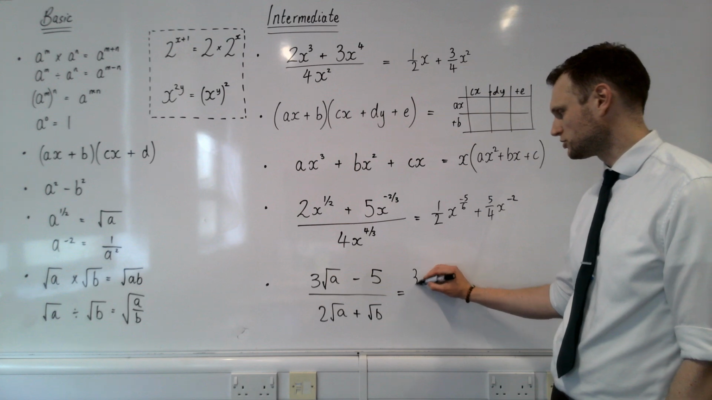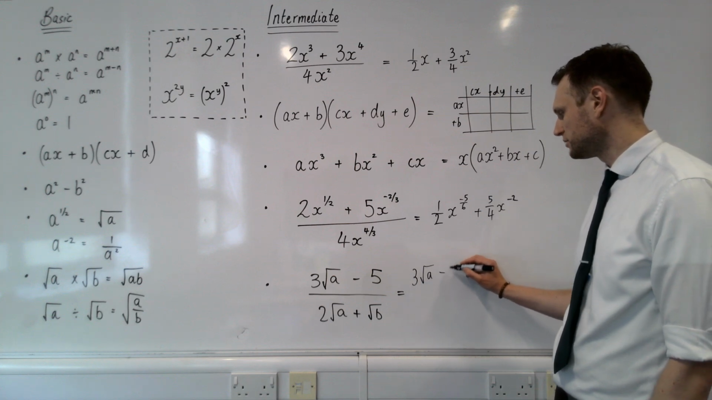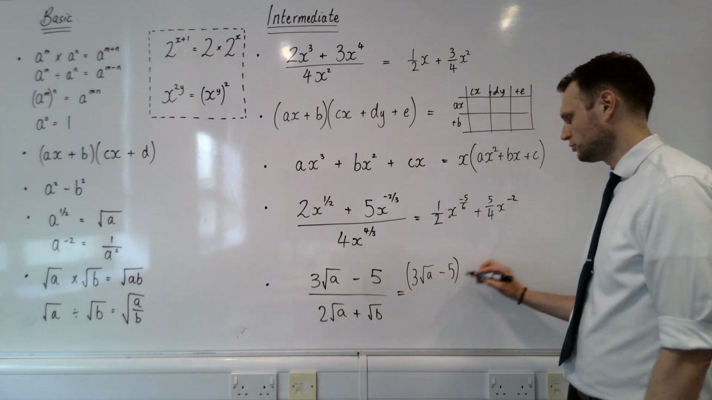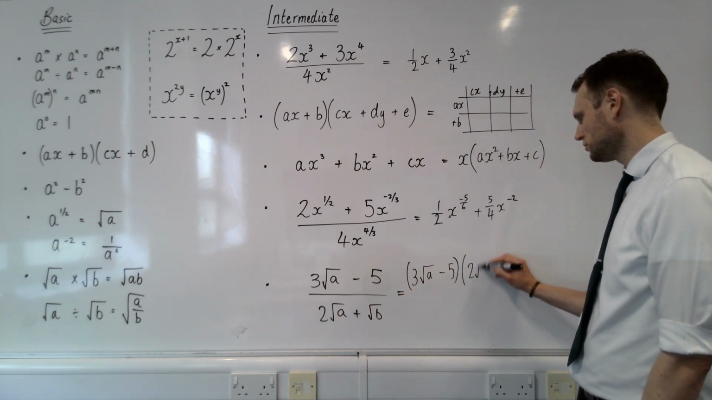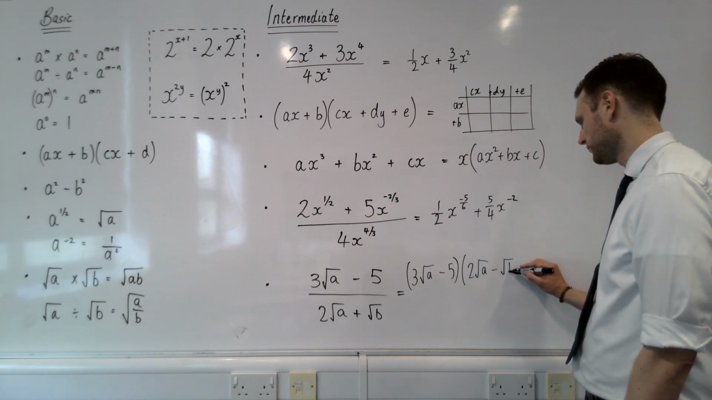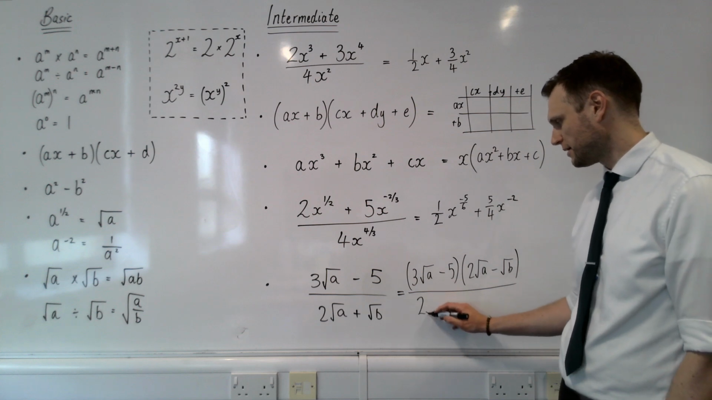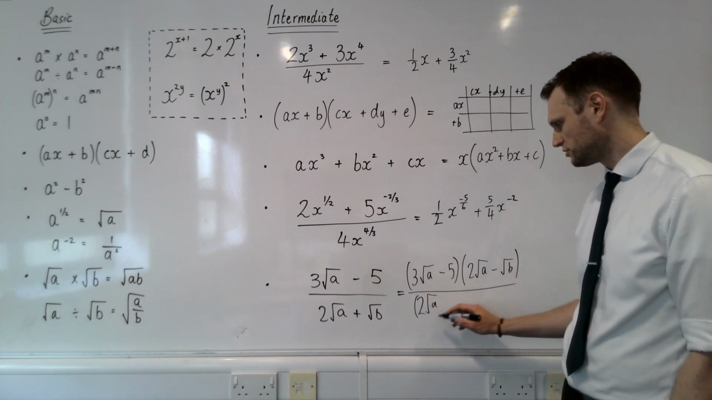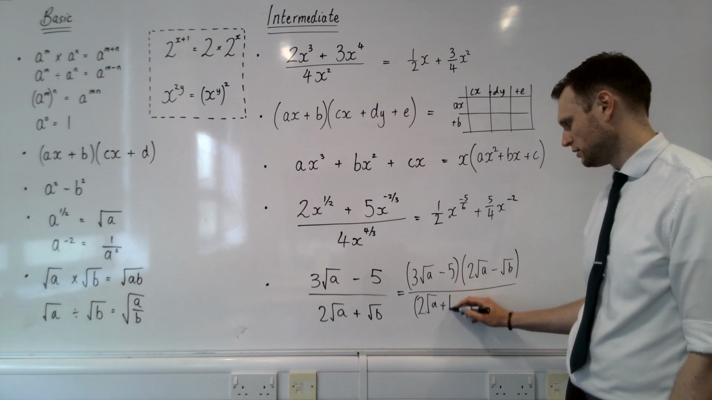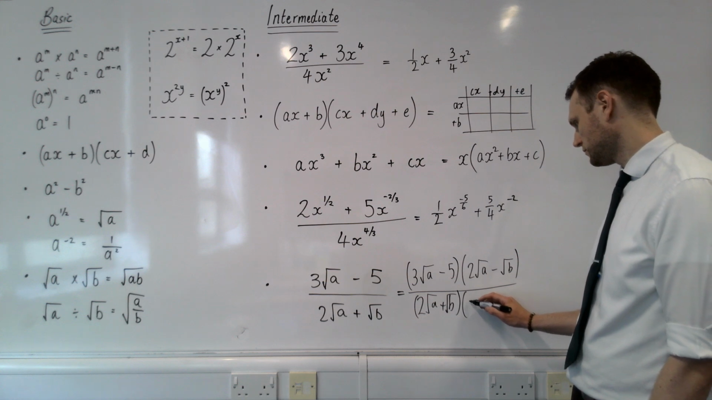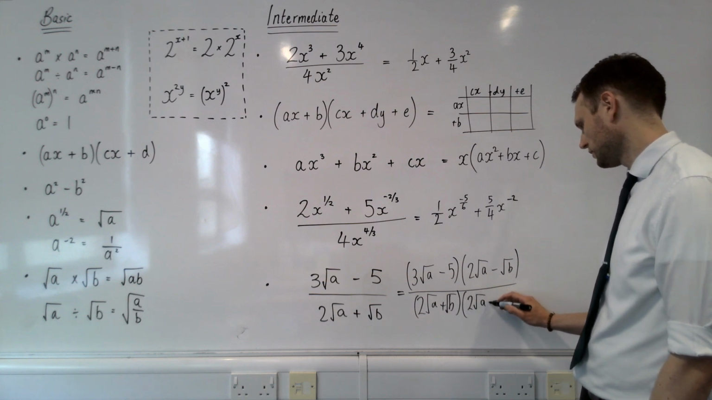So top and bottom get multiplied by 2 root A minus root B. And when you do that, it's like a difference of 2 squares in a way.